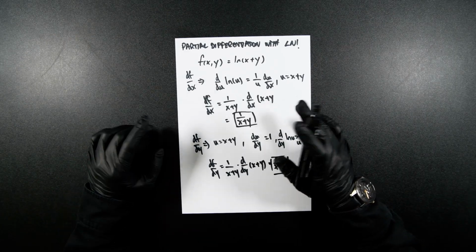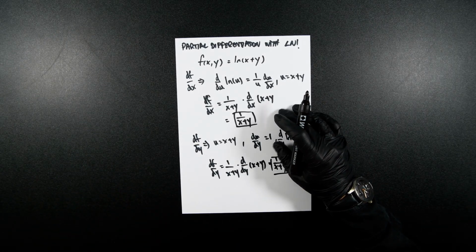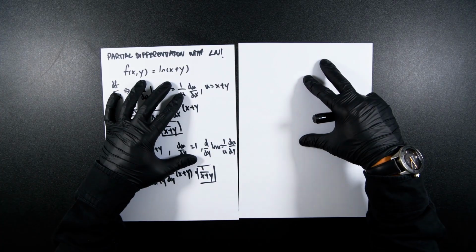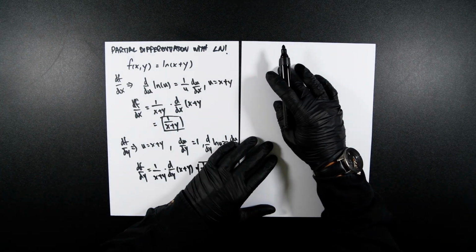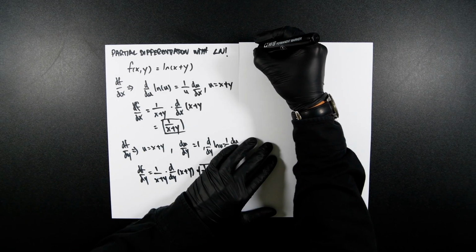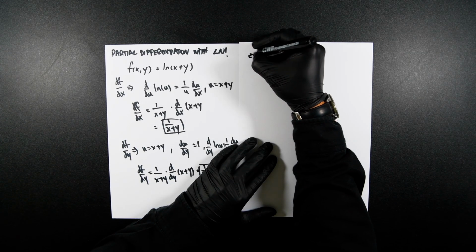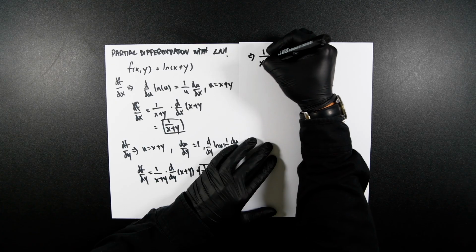Now let's do d²f/dy dx. We're going to take df/dx and differentiate it now with respect to y. So we have 1 over x plus y.